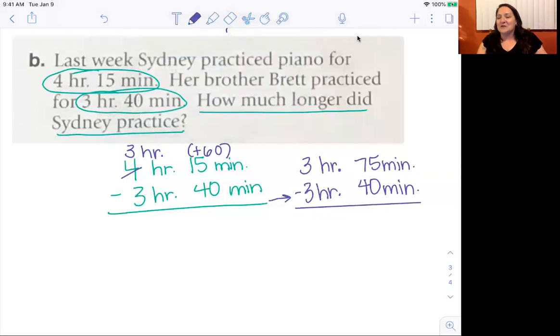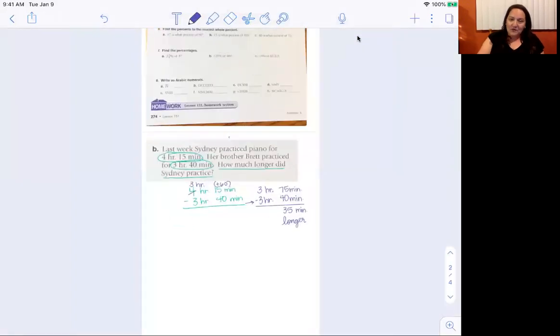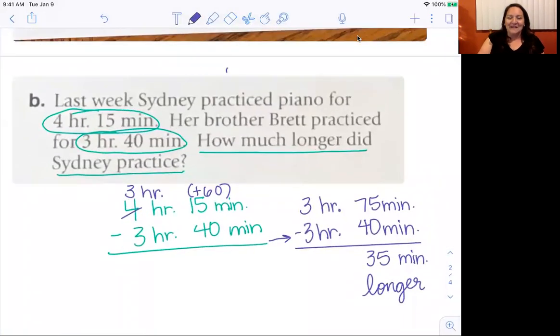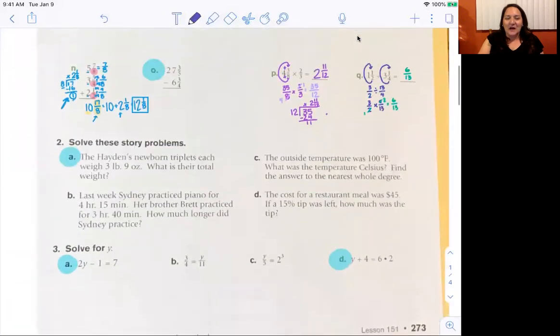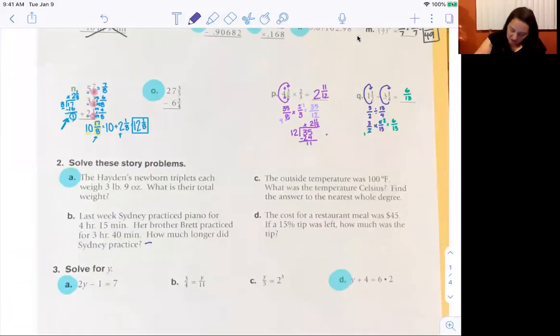Okay, so 75 minus 40. What is 75 minus 40? 35. 35 minutes. What is 3 minus 3? 0. So she practiced for 35 minutes longer. Okay. Let's look at 2B. So I'm going to go ahead and write that in there. 35 minutes longer.